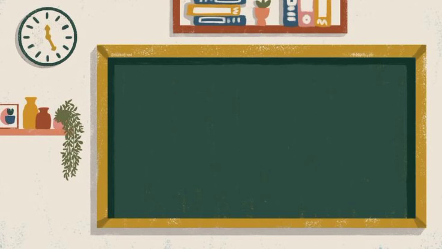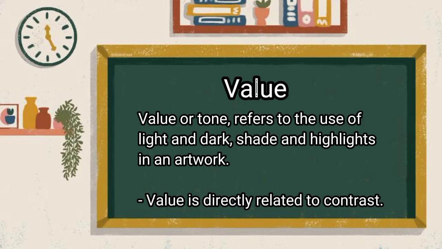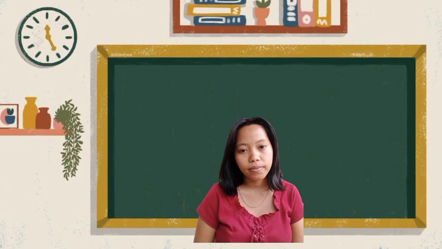And the last element of art is value. Value or tone refers to the use of light and dark, shade and highlight in an artwork. Value is also directly related to contrast.